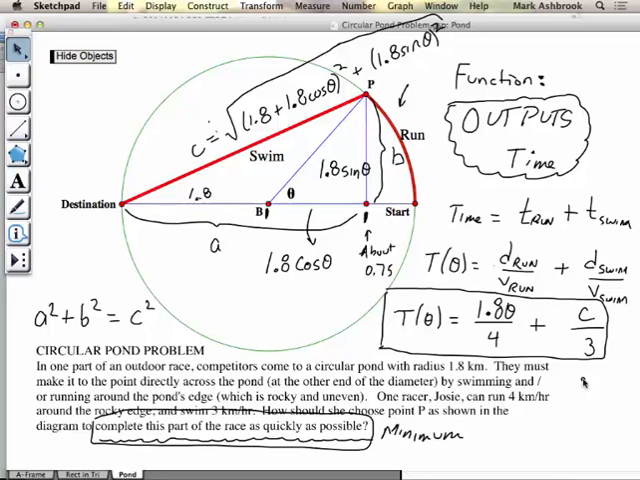Okay, so that's kind of half the game, right? So we're half done. But this is the focal centerpiece of the problem. The function that outputs time reduced to one variable. Let's talk about the applicable domain.